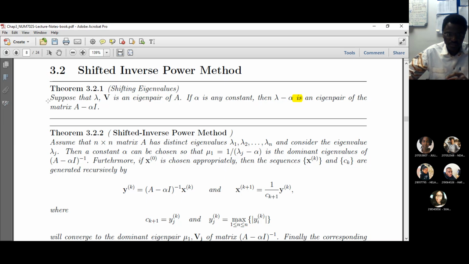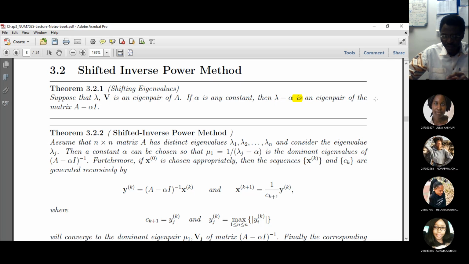Now let's look at this theorem, theorem 3.21, shifting eigenvalues. Suppose that lambda is an eigenvalue and V is the associated eigenvector. So we call this couple an eigenpair of A. Now, if you take a constant alpha, then lambda minus alpha is an eigenvalue of what? Of the shifted matrix A minus alpha identity.